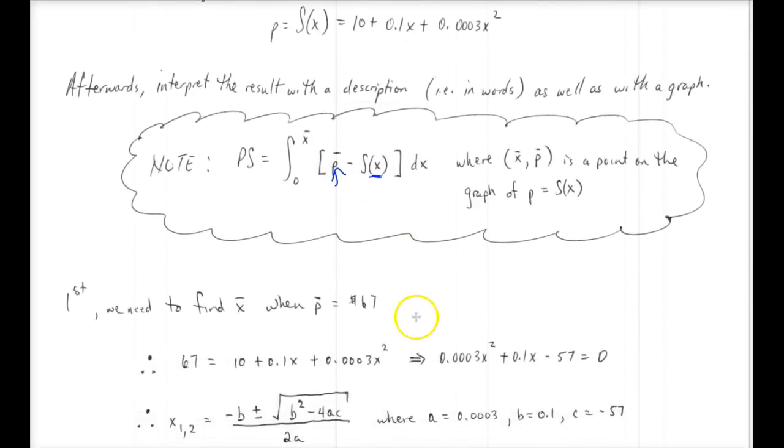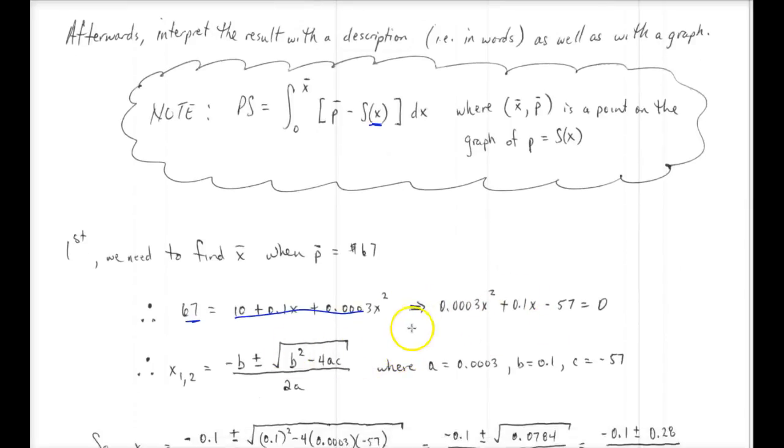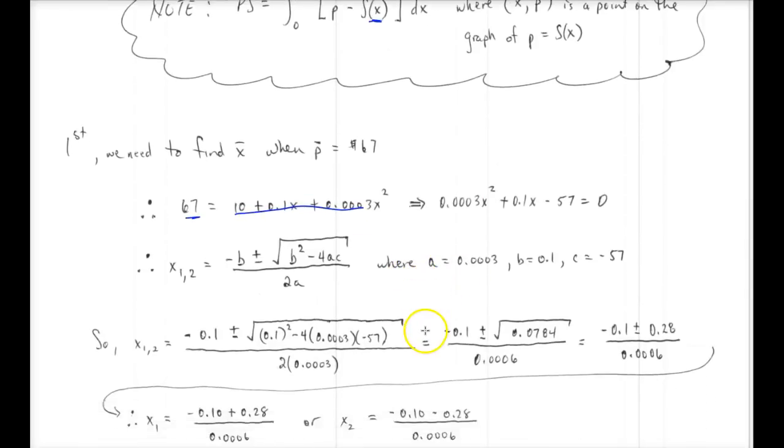And so just like how we did with the consumer surplus, we need to figure out when P bar and S of x are intersecting each other. So of course, we set 67 equal to the function, and then we figure out what the solution is. And so in this case, since it's quadratic, we can use the quadratic formula for that.